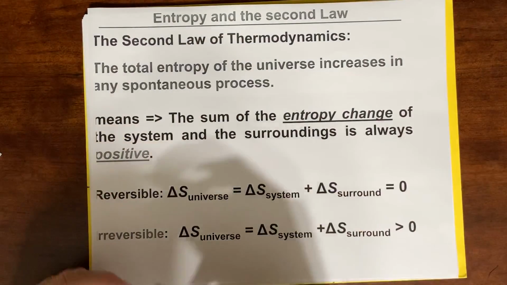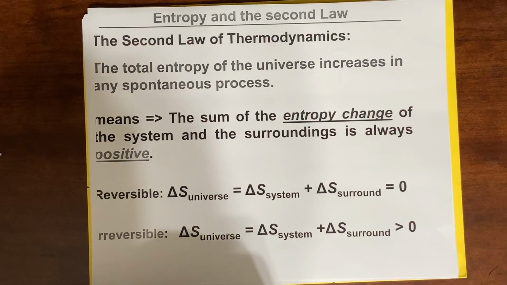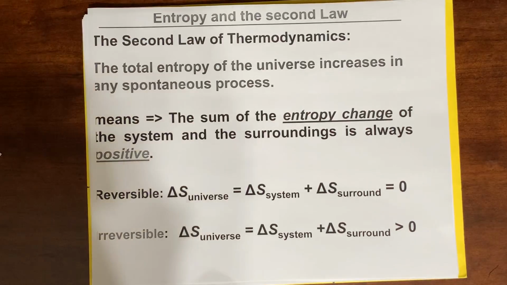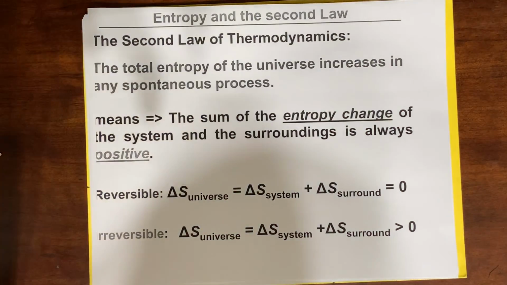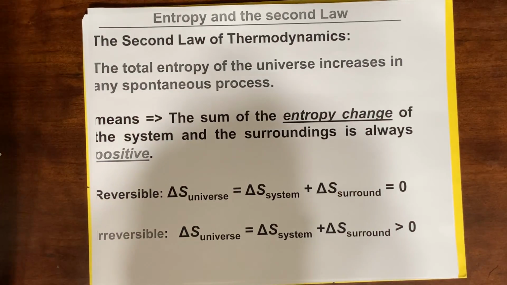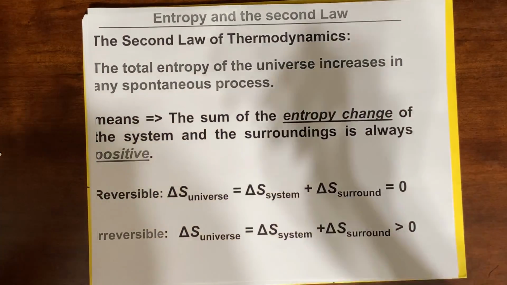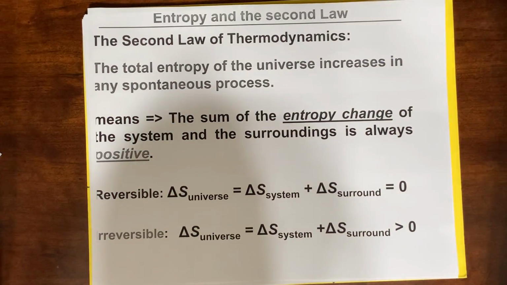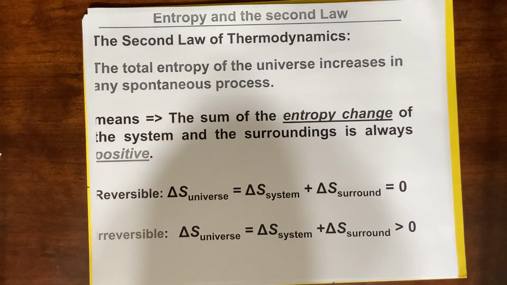Okay. So the second law of thermodynamics says the total entropy of the universe increases in a spontaneous process. If you have a reaction or process that can happen by itself, you don't need to get involved with that reaction or process. If you have such a process, and it can move forward by itself, then we say that is a spontaneous process.